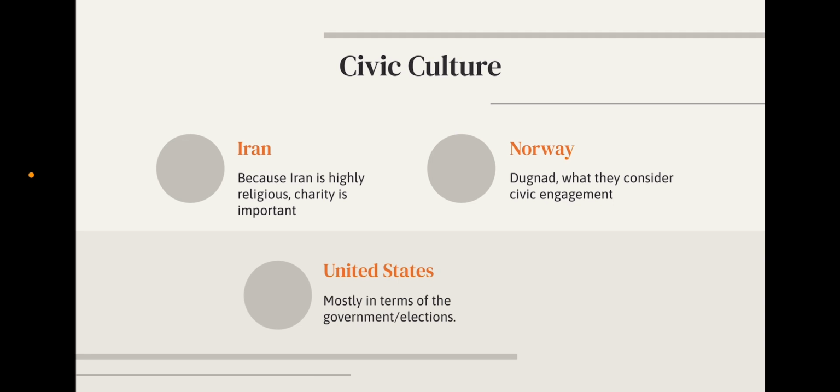Civic culture, in Iran, they're considered to be very charitable, and this is also because they are highly religious. So a lot of times they place a large focus on charity, and there are about 14,000 to 26,000 charities, as well as NGOs, or the non-governmental organizations. And there's also community funds that exist within the country.